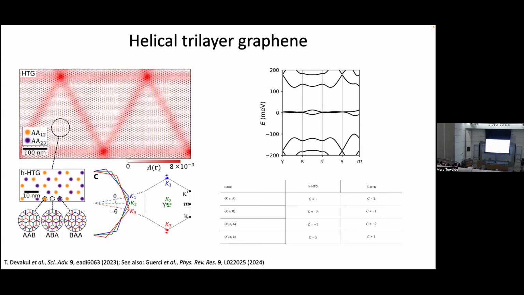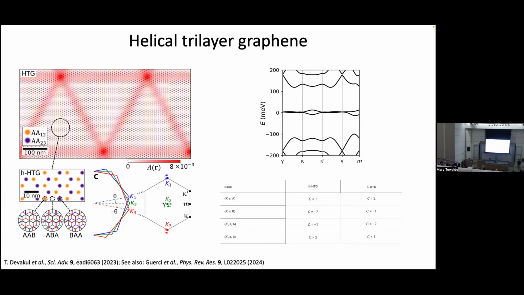Actually, these adjacent triangles are related by a C2Z flip. That is, they have opposite inversion breaking, if you will. And so what that means is that as you go from one triangle to the adjacent triangle, the Chern numbers of these different bands flip-flop from one another. So along the boundaries between these triangles, you expect to have counter-propagating modes that depend on the valley degree of freedom, K living here or K prime living there.